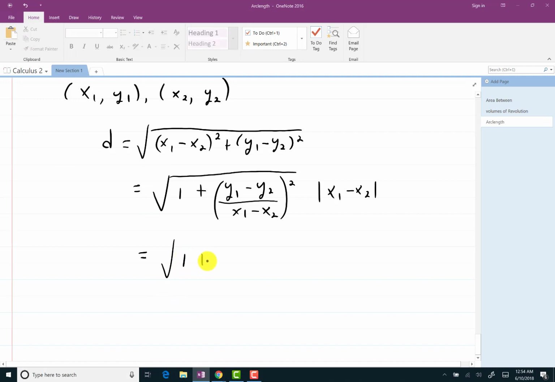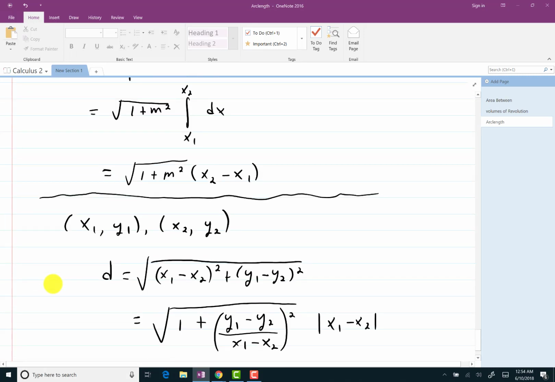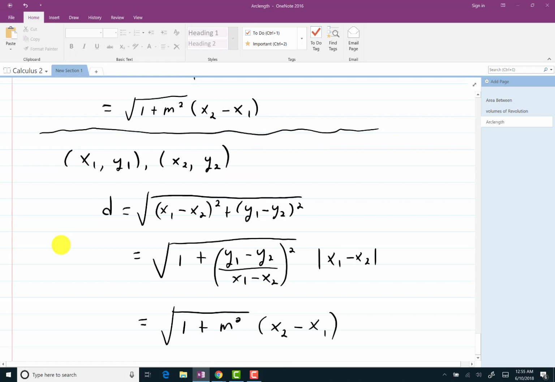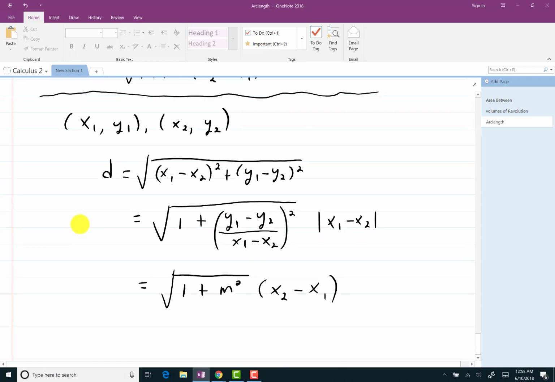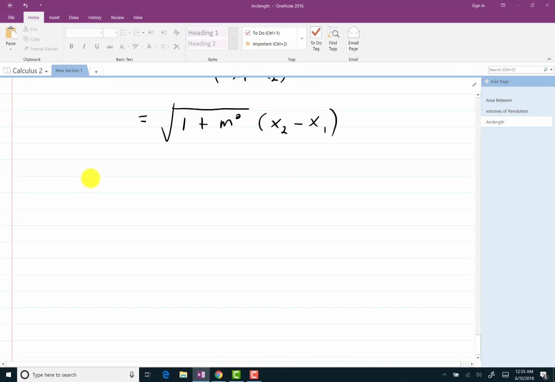1 plus. Now, either way, if this is equal to m, the slope of the line, that's going to be m squared. And then this will be x2 minus x1 if I just assume x2 is bigger than x1. So that gives me the exact same answer that I had before. Okay, so we see this works on the simplest of situations. Let's do a more complicated example.